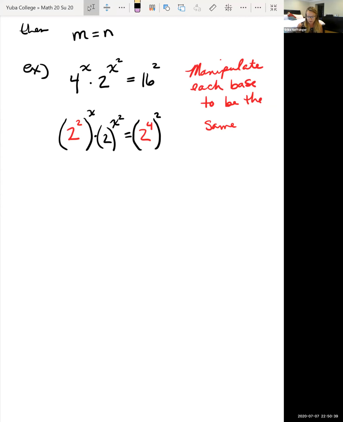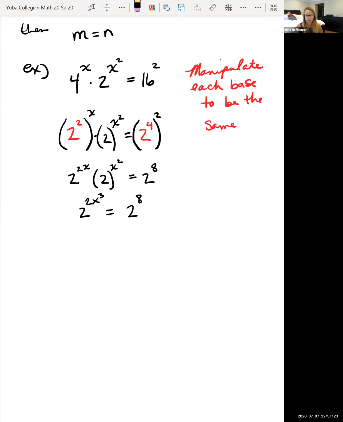Okay, so rules of exponents. We talked about how power to power is multiplying. So this 2 squared raised to the x power is the same thing as 2 raised to the 2x, times 2 raised to the x squared, is equal to, again, power to power is multiplying, so 2 to the 4th raised to the 2 is 2 to the 8th. Again, rules of exponents: we can add our exponents, same base 2, so we have 2x plus x squared. That gives me 2x cubed, is equal to 2 raised to the 8th power.